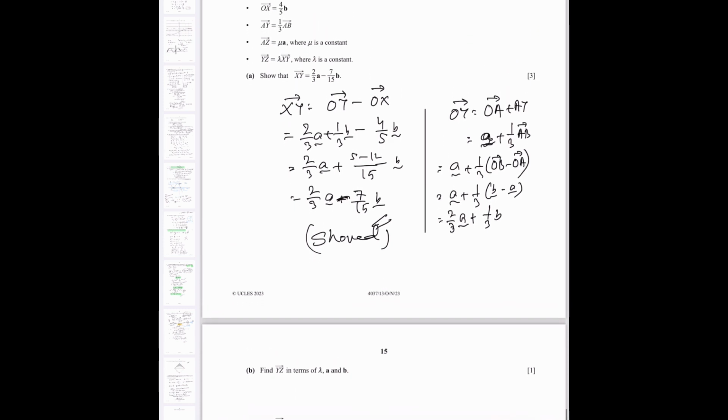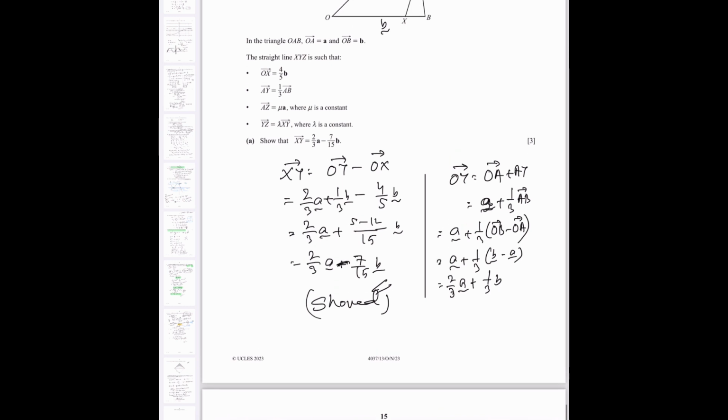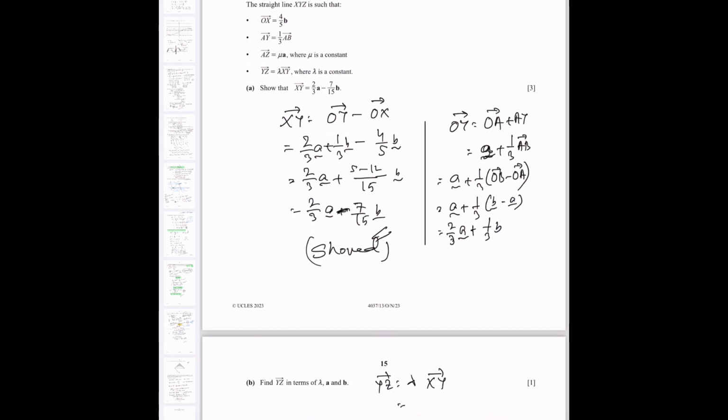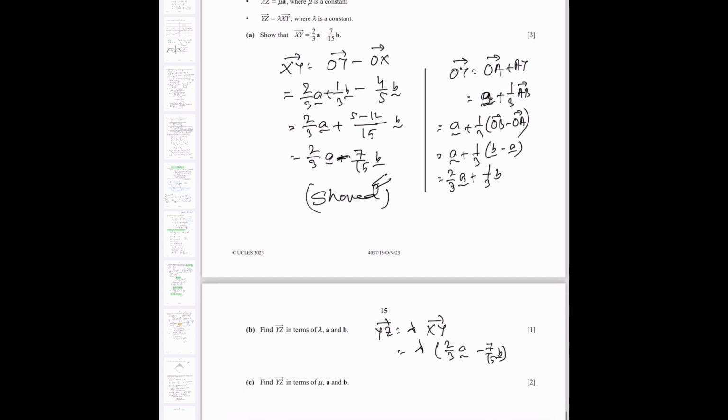Now YZ equals lambda XY. I have got that XY is given, lambda times 2 by 3 a minus 7 by 15 b. So YZ equals lambda times, 2 lambda by 3 a minus 7 lambda by 15 b. This is one value of YZ.